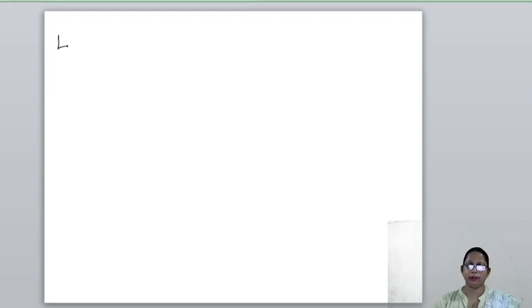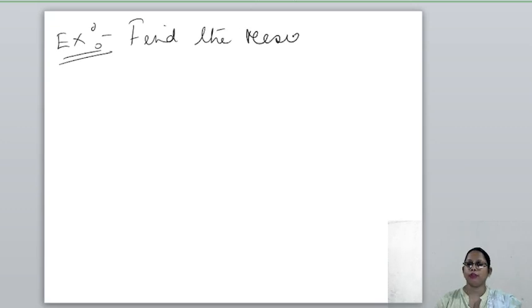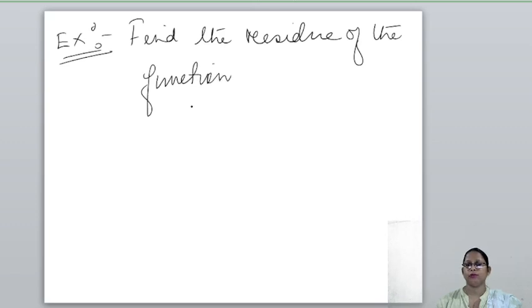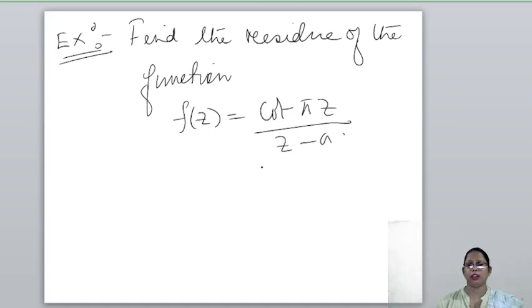Next, take another function. Find the residue of the function f(z) given by cot(πz) over (z − a). Now the solution.